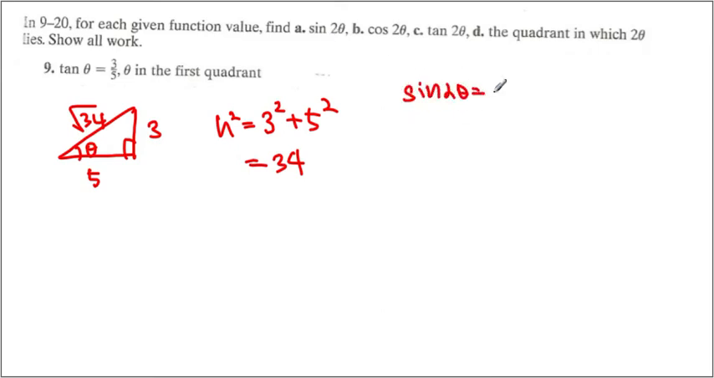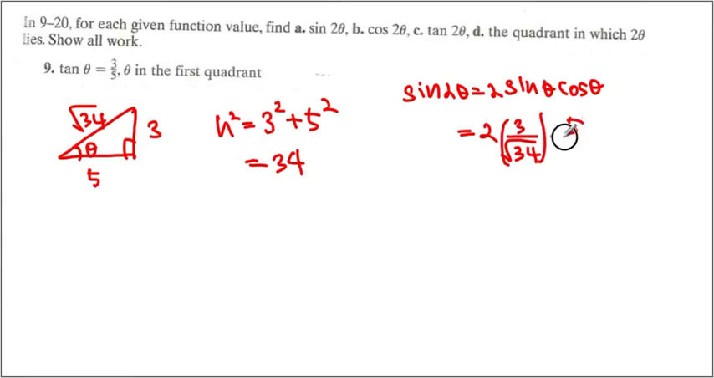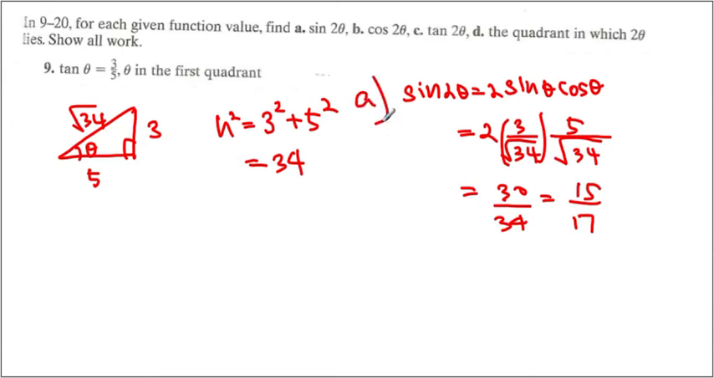Sine of 2 theta is equal to, as we know, 2 sine theta cosine theta. Then here we have 2 times sine theta becomes 3 over square root of 34, and cosine theta becomes 5 over square root of 34. Then here we have 30 over 34, which is equal to 15 over 17. That's what we end up getting. Alright, that was A.